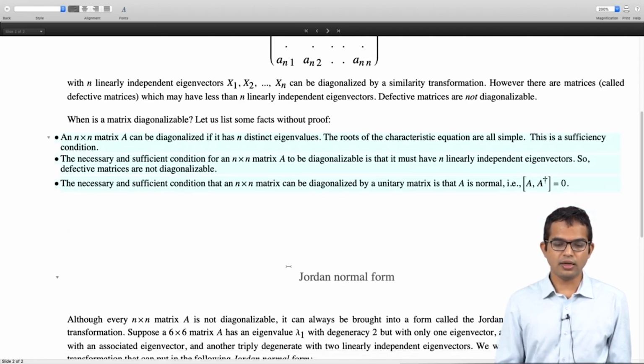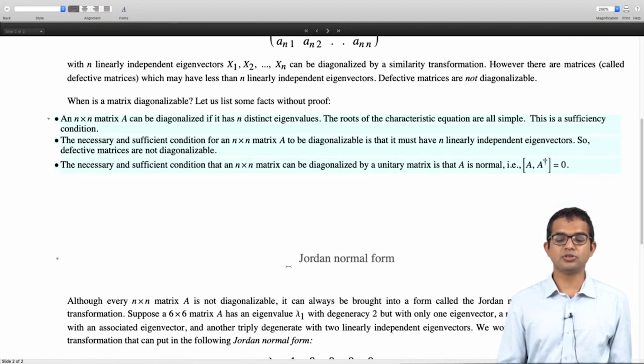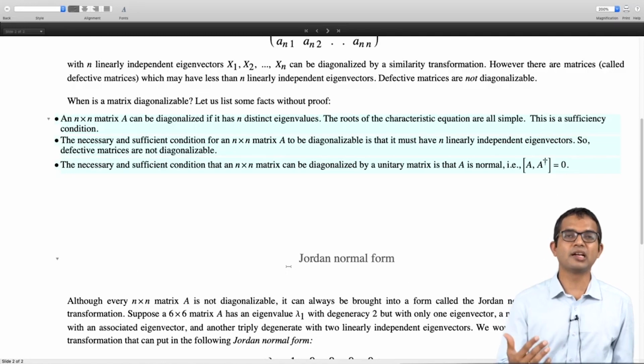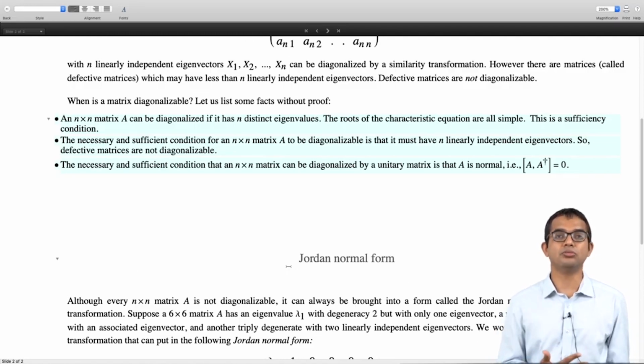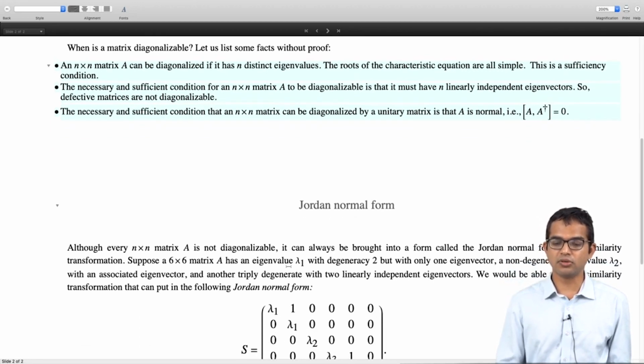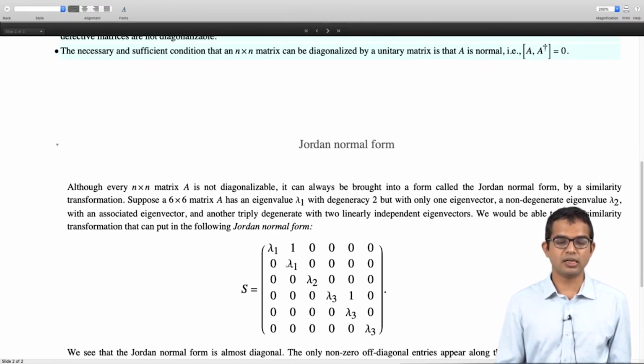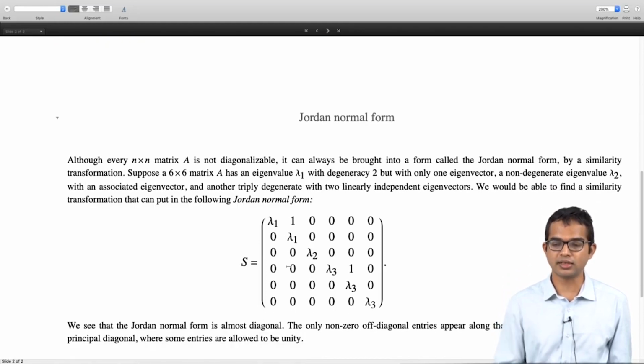Any matrix can be brought into a form called a Jordan normal form. If you cannot diagonalize it, what is the next best you can do? That is what the Jordan normal form is. In the interest of completing this discussion, we will include a very short description of it. We'll not go into the details of how to actually implement this. I'll give it to you in the form of just one example.